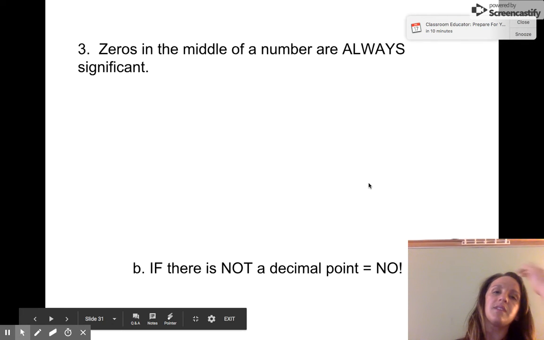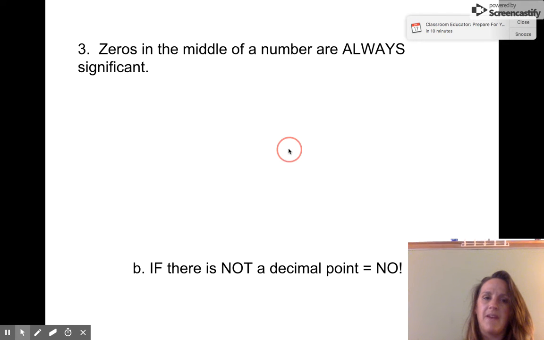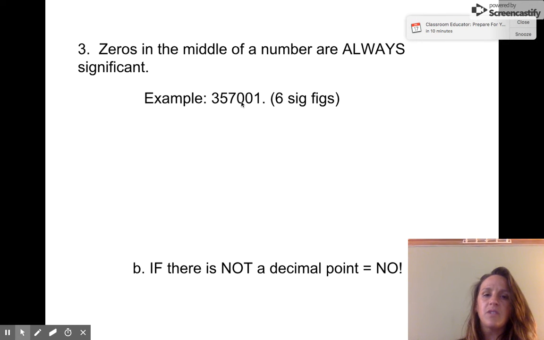Number 3, zeros in the middle of a number are always significant. Let me tell you what I mean by that. These 2 zeros are considered the middle of the number, both of them, which means there is a number that's not 0 to the left somewhere and a number that's not 0 to the right somewhere. So they are like a 0 sandwich. So if there's a number that's not 0 on either side somewhere, then they're considered middle of the number.